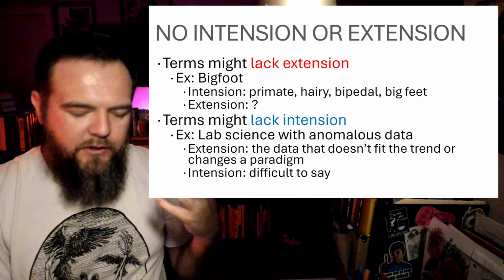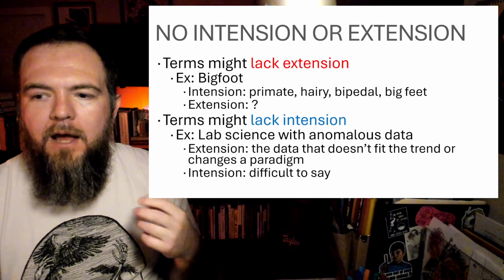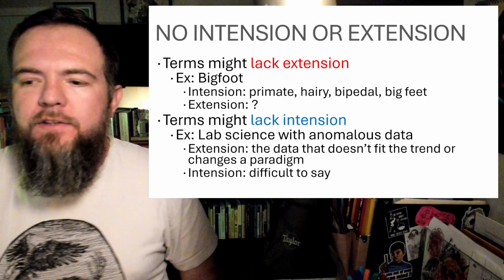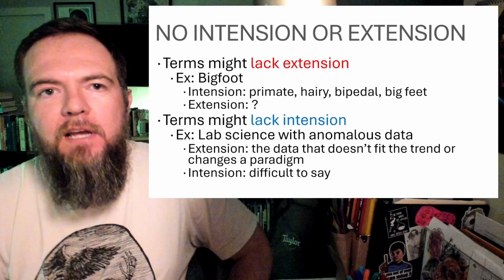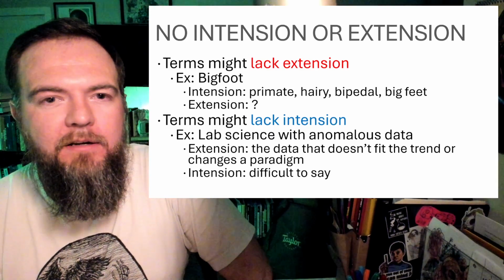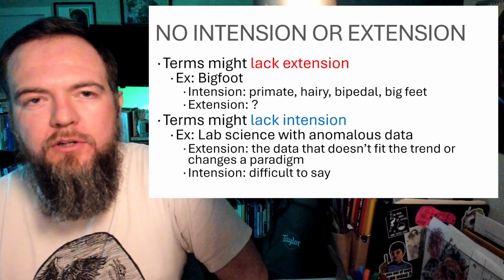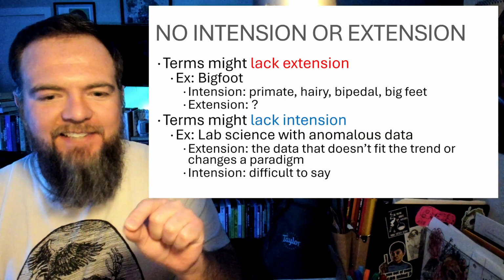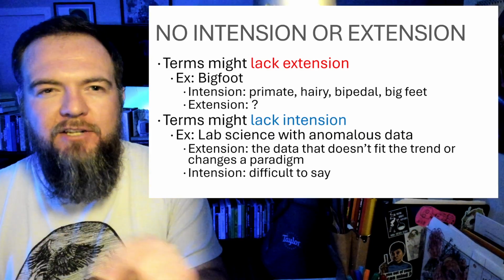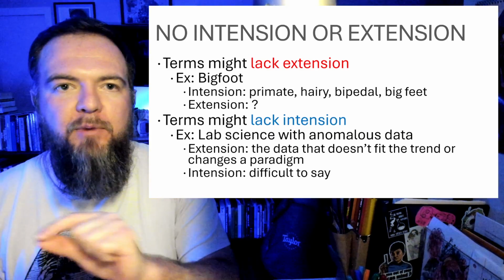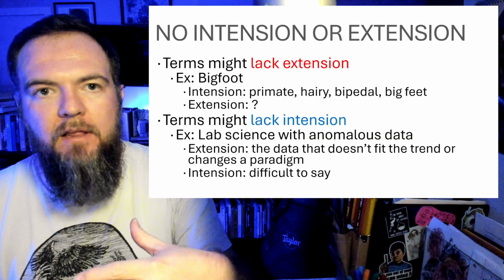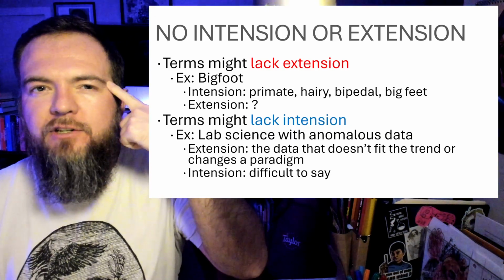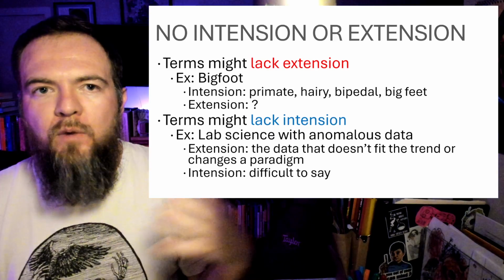Now, I think this is the more controversial one, but I think that this is also important to talk about. I think that terms might lack intension, and what I mean here is in lab sciences, sometimes you have anomalous data, or sometimes you have really weird stuff that you don't know what to do with, and you can't quite explain what's going on with it. So you have these actual objects or these actual things that don't really fit in with your theory or fit in with your ability to make observations or anything like that. So you have examples, you have an extension, but intensionally you can't really explain what's going on there.